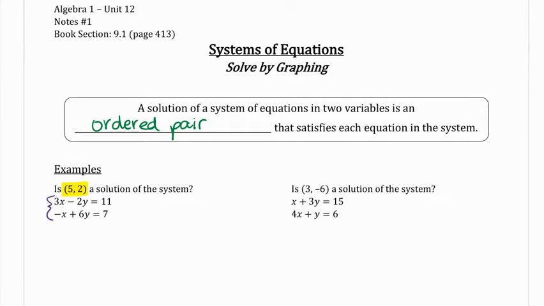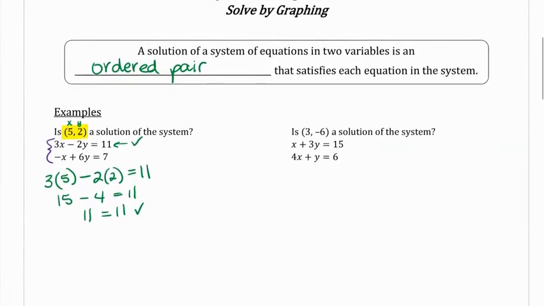Okay, so we'll start with testing our first one here. And remember, this is your x value and your y value, so you plug them into the right places. So I'm going to do 3, and I'm going to substitute in 5 for x, minus 2, and I'll substitute in 2 for y, equals 11. We do the math on the left side. That's 15 minus 4. 15 minus 4 is 11. So 11 equals 11. That means this works for our first equation. There's our first check.